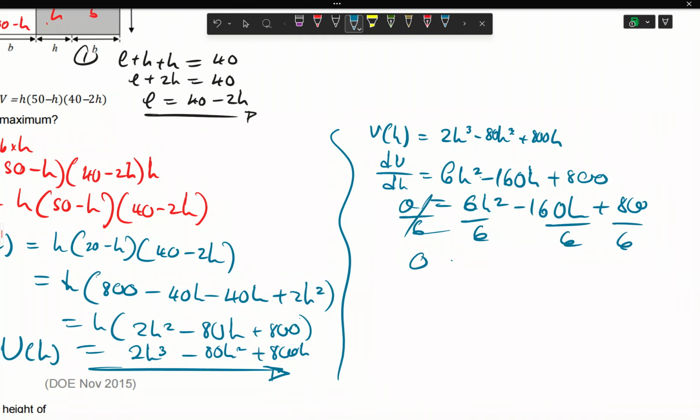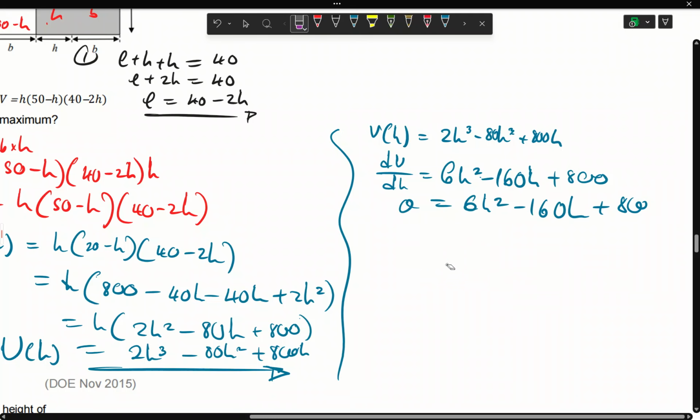So rationalized, this gives you h squared minus 160 divided by 6. It's not a nice answer, it's 160 divided by 6. That's like 80, I don't need that. So let me just keep it like this. From here, I can just use the quadratic equation.